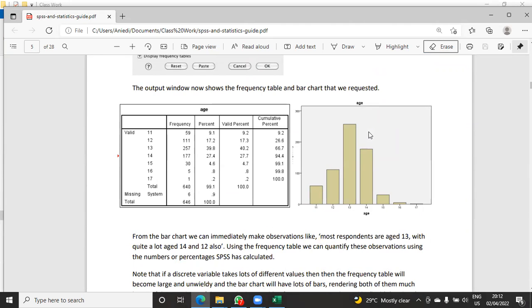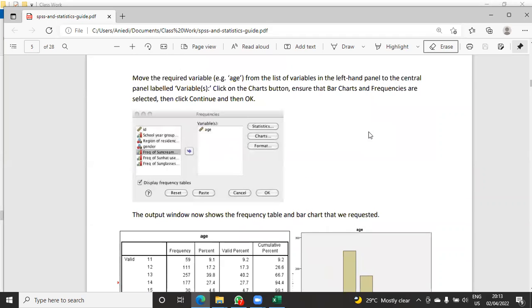All right, this is a sample of an analysis where a set of data was given, and in this data, a particular variable called age.